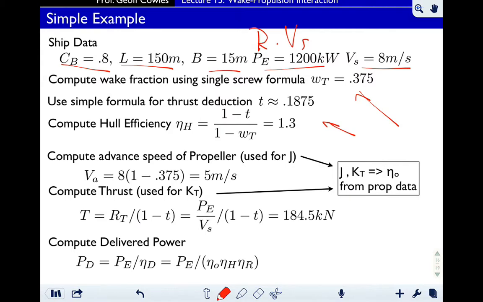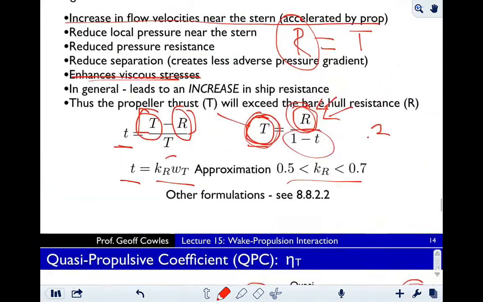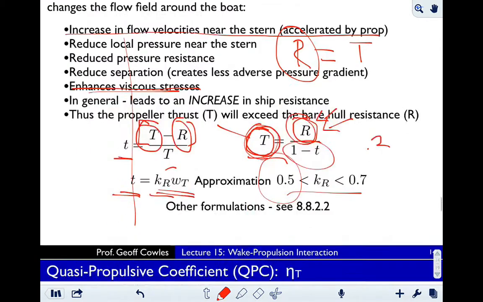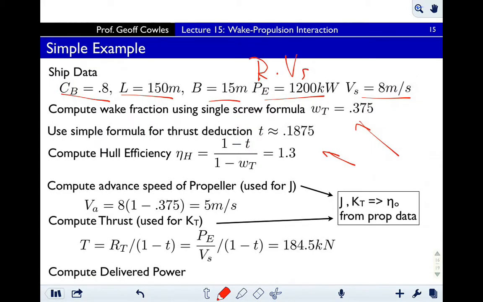That simple formula links T and WT, as we showed here. Assume 0.5 for KR, so T equals 0.5 WT. It gives you this value for T. Then we have a hull efficiency. As I mentioned, it can be greater than 1. It's kind of a strange beast.